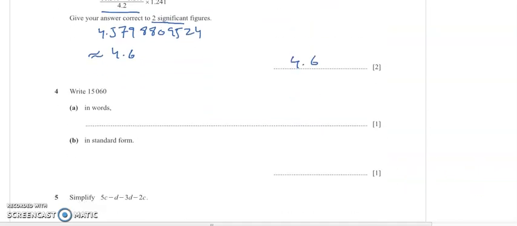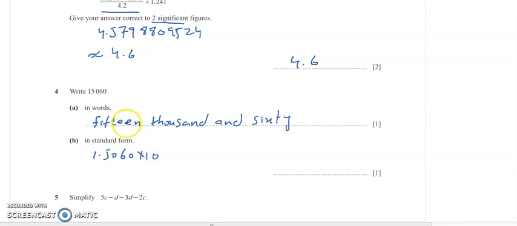Next one is write this in words. So it's very simple. It's 15,060. And then we have to write this in standard form. While writing it in standard form, it will be 1.5060 times 10 to the power 4. You can just write it as 1.506 times 10 to the power 4.